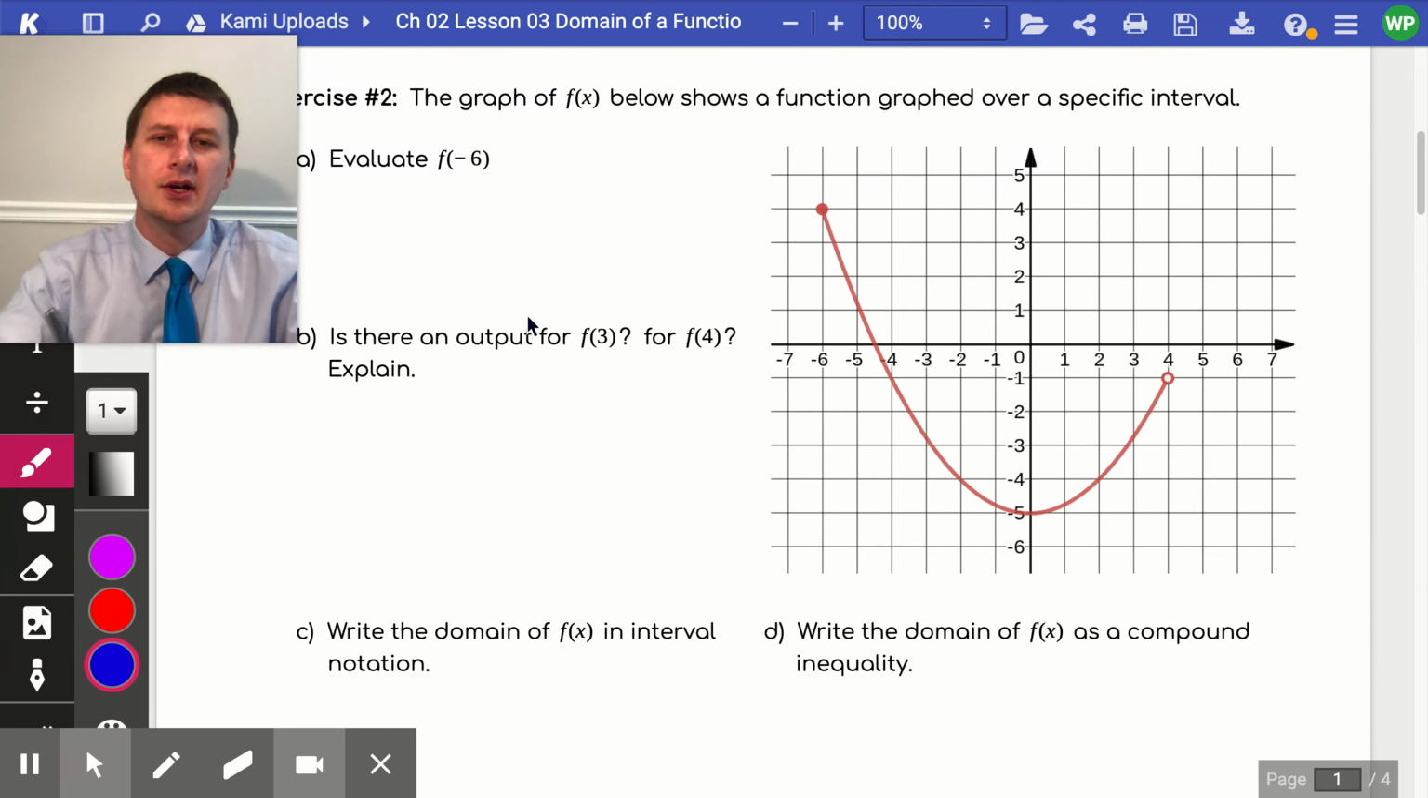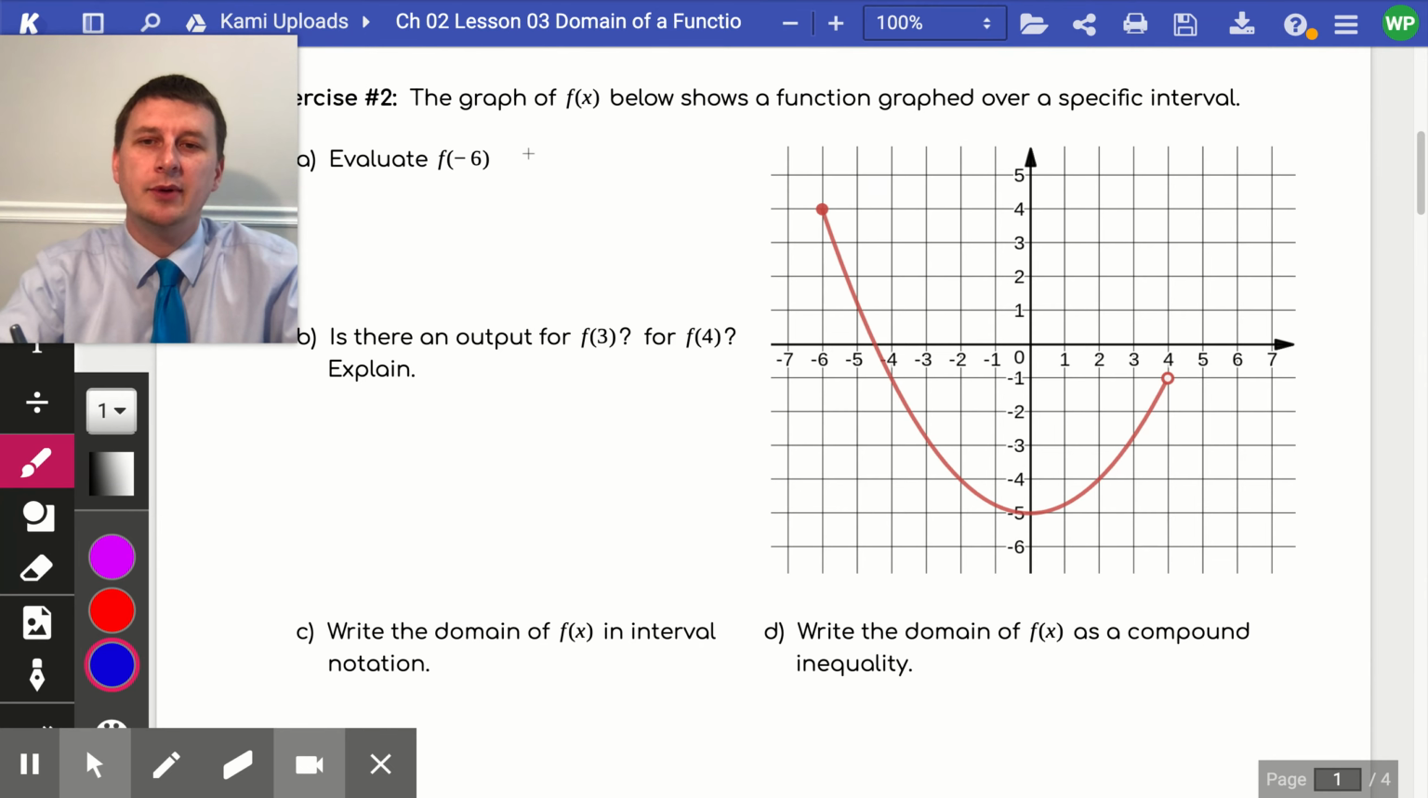So the first thing that we're going to do is evaluate f of -6. So again, it's normally looking like f of x, but the x is replaced with a -6. So we're looking for this on this graph where the x value is -6. So I'm going to go to -6 on this graph, and it's right here, and I'm going to follow it either down or up until I hit my function.